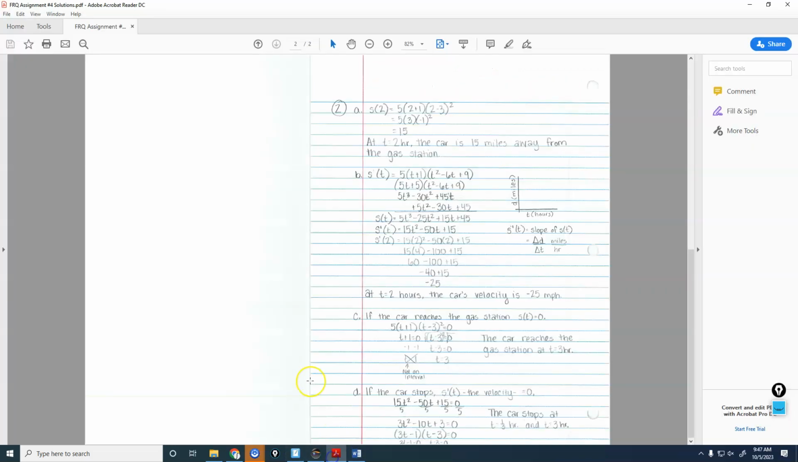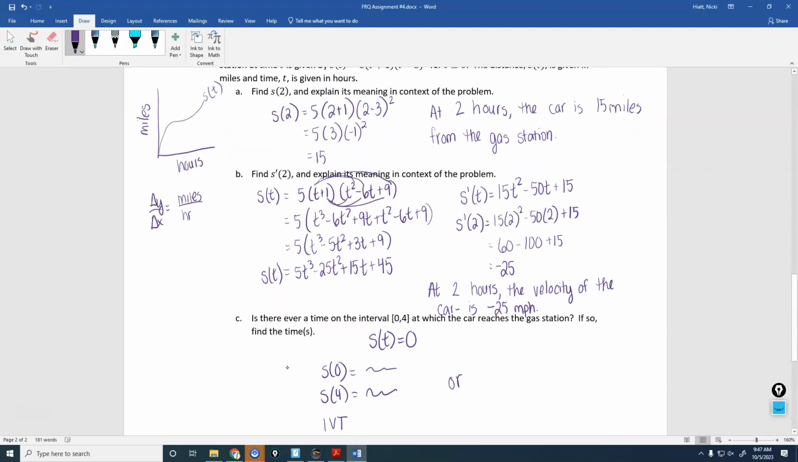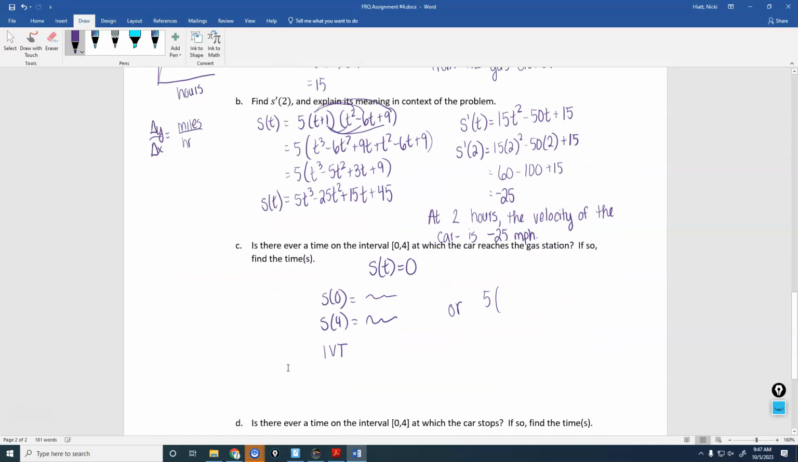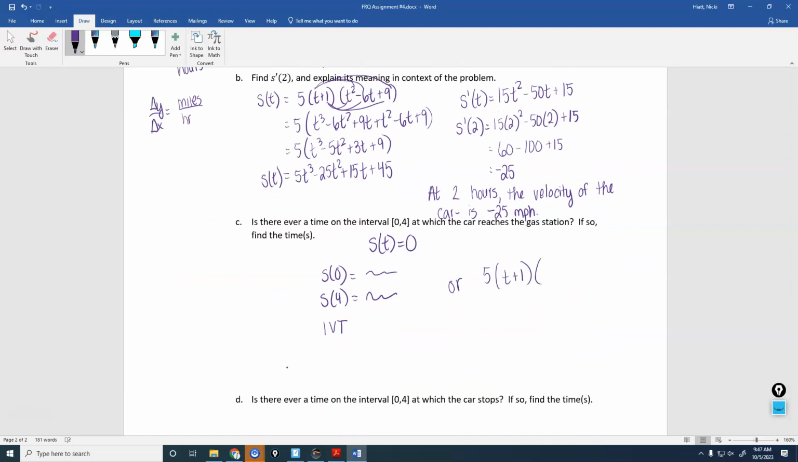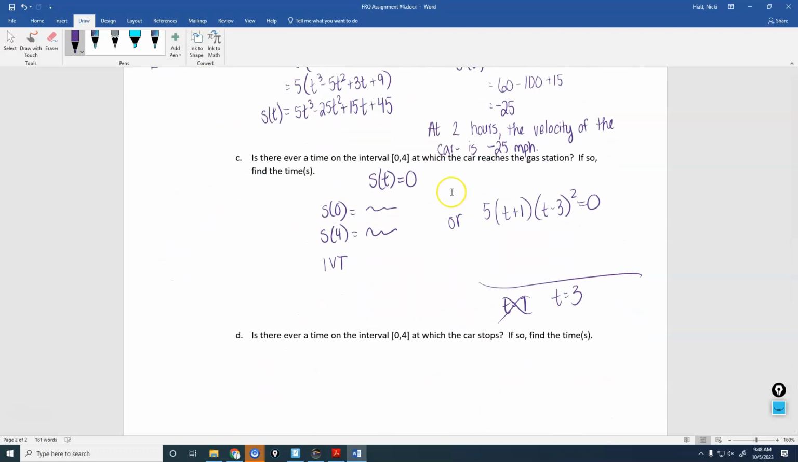I'm pretty sure. Let me look at my key just real quick. Actually, I just solved it. Can you use intermediate value theorem? Or you can set the equation equal to 0, which is better. It's easier to solve. t plus 1 times t minus 3 squared. Set it equal to 0, solve it. You get t equals negative 1 and t equals 3, but it told you way up here that t is greater than 0, so you throw that out.